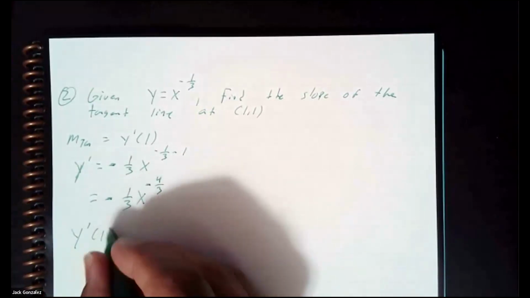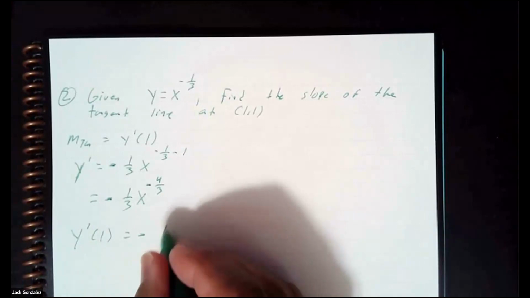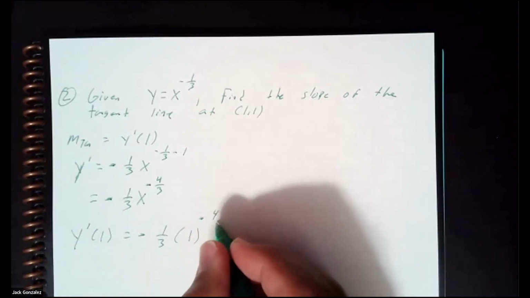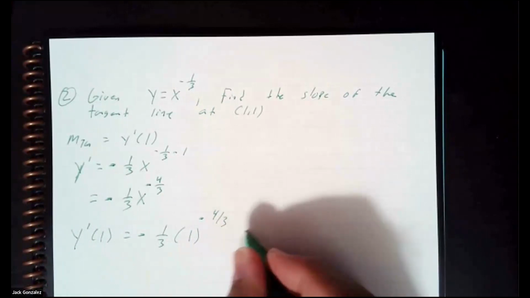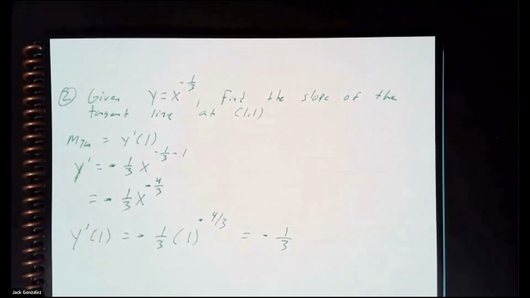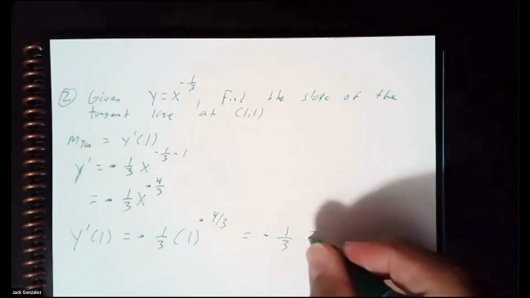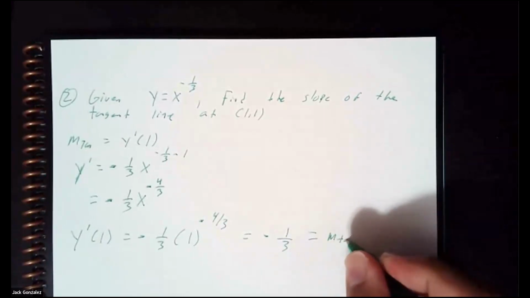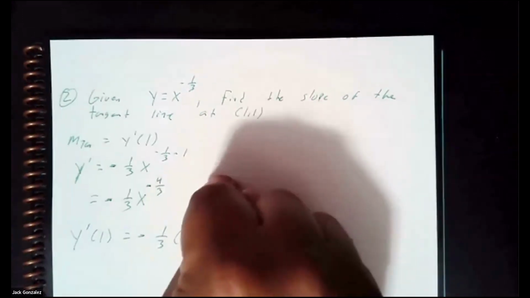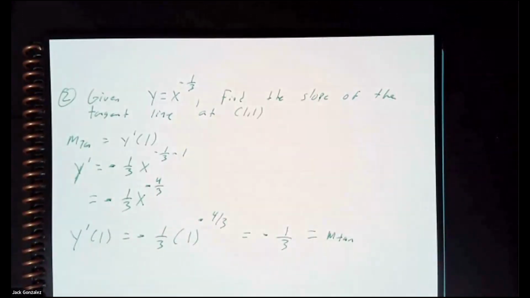So now just plug in the 1. That'll be negative 1/3. That's the slope of the tangent line. This is m tangent. So the same thing we did last section, but using the new rule, the power rule. Any questions on number 2?